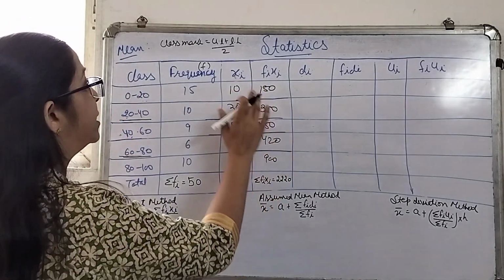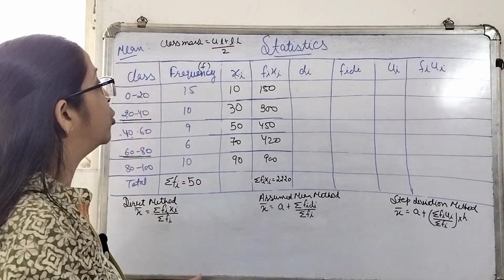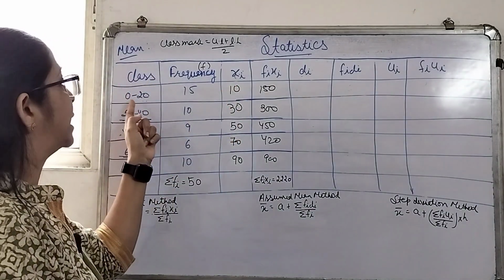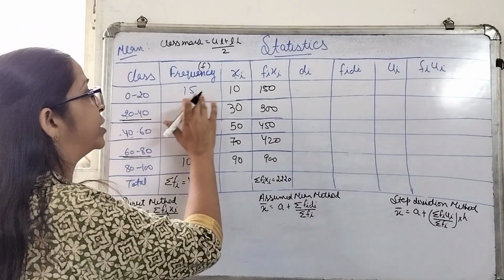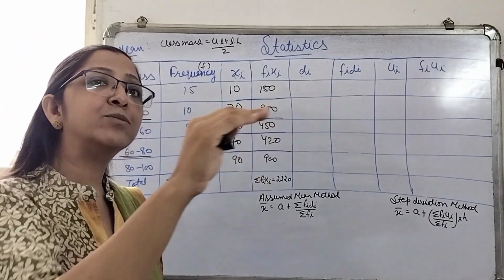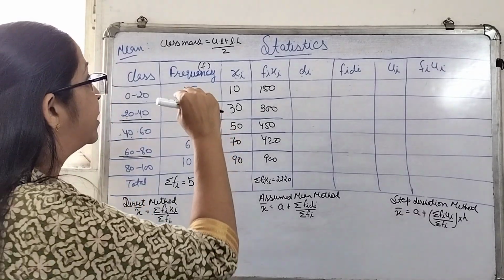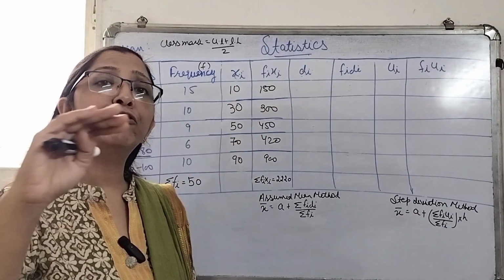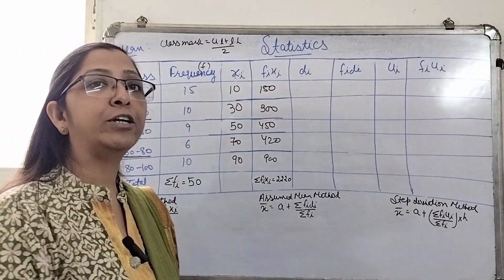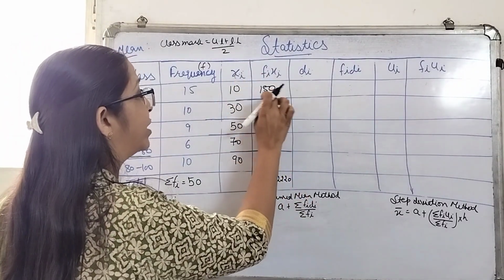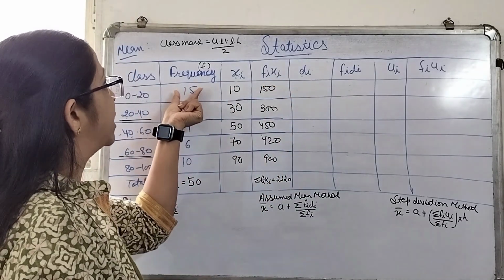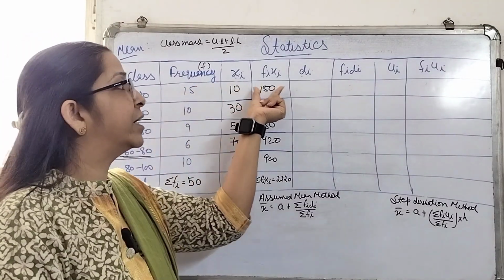What this simply means is that there are 15 students who have secured 10, because we are assuming that this point is representing your whole class interval. That means there are 15 students who have secured 10 marks. That simply means if we are going to add all these 15 students' marks, it will be 10 plus 10 plus 10 plus 10 up to 15 times, and their sum will be 15 multiplied by 10, that is your 150. That means this 150 is giving us the marks of these 15 students. If we are going to add the marks of these 15 students, it will be 150.